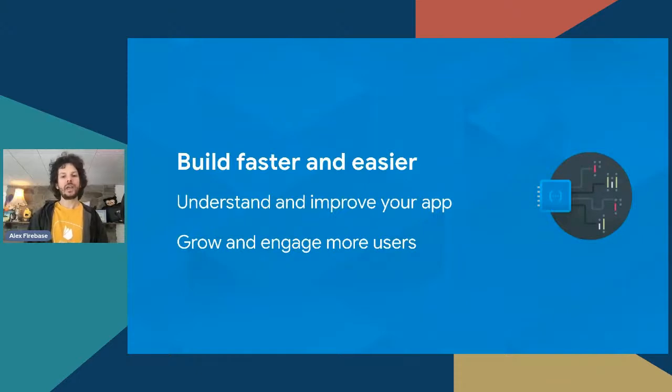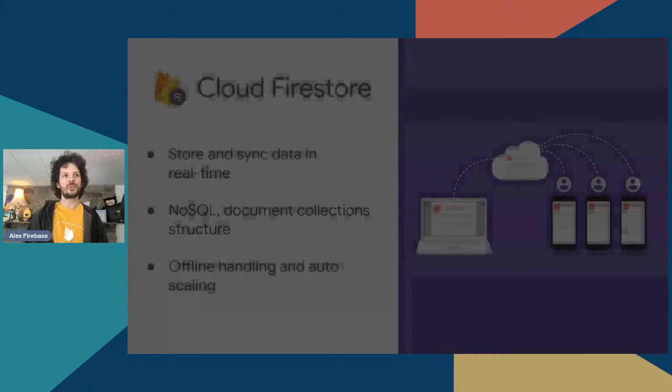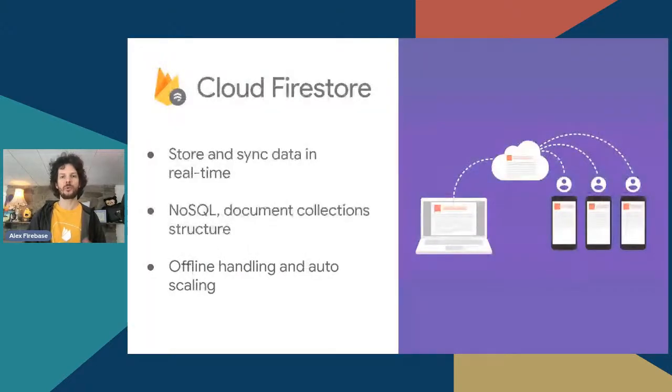Okay, so let's go ahead and look at what we are offering there. First and foremost, Cloud Firestore is our primary engine for storing data. The main advantage it offers is an option to store and synchronize data in real time. It organizes all your data in document collections, so it's a NoSQL database. That means, unfortunately, you won't be able to join data stores together.